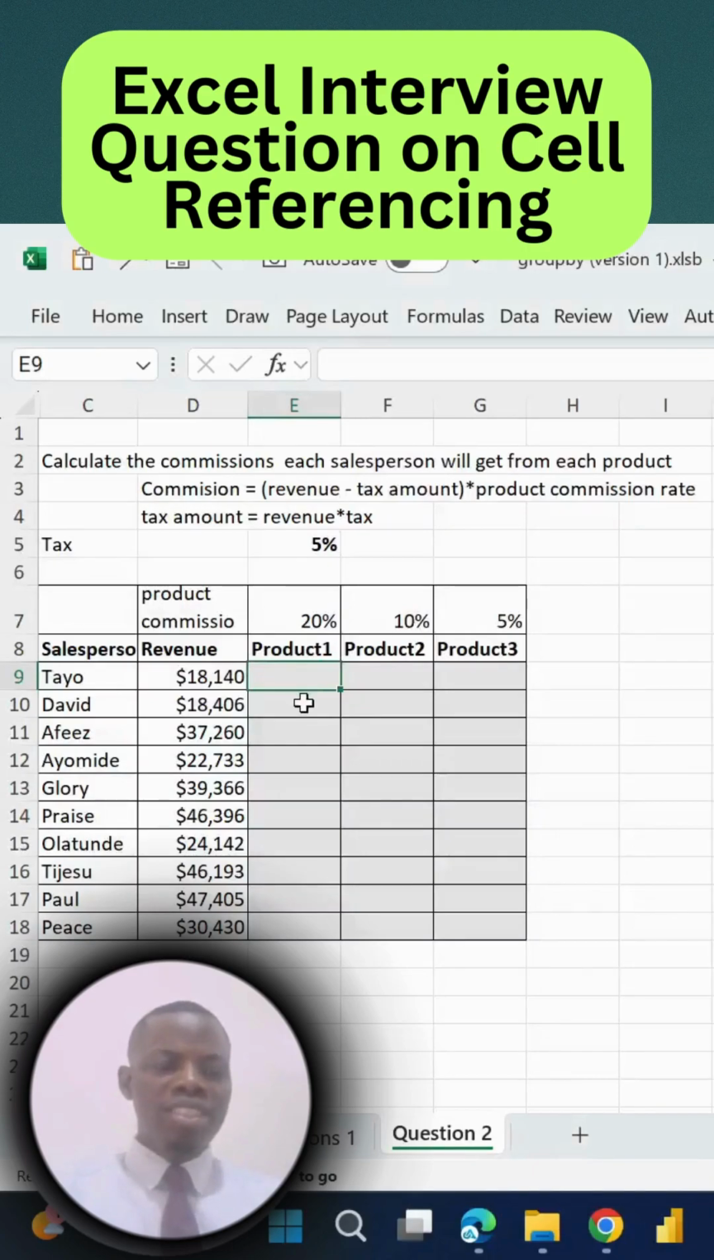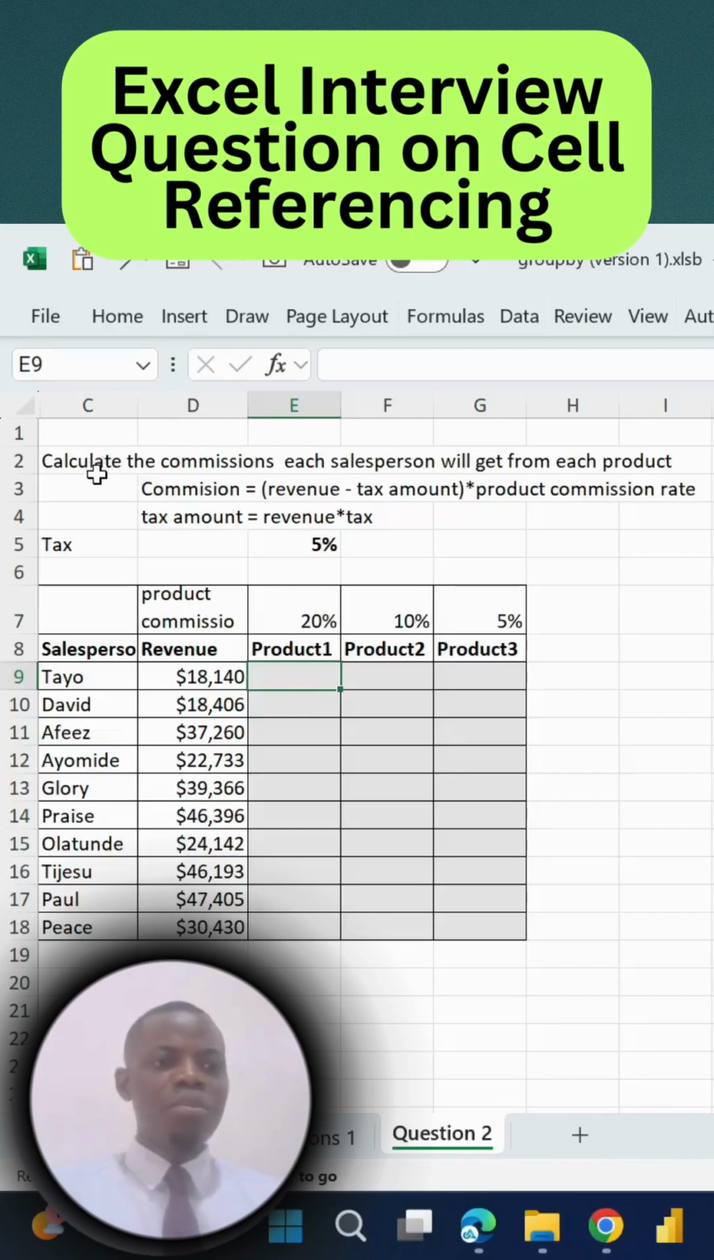Let me use this question to explain cell referencing. In Excel, we use relative cell referencing, mixed cell referencing, or absolute cell referencing. If you understand this cell referencing, it will help you when you're trying to solve problems like this.